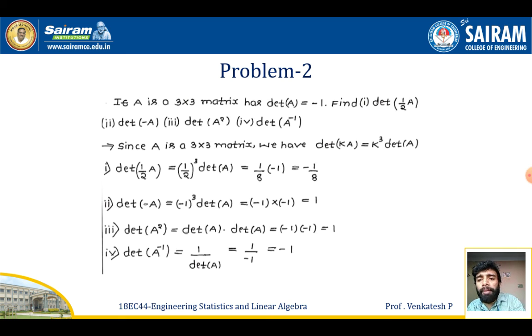Next is the determinant of minus A. In place of K, replace minus 1. The answer will be minus 1 cube into determinant of A. So the answer will be minus 1 into minus 1, it is plus 1. Next is the determinant of A square.